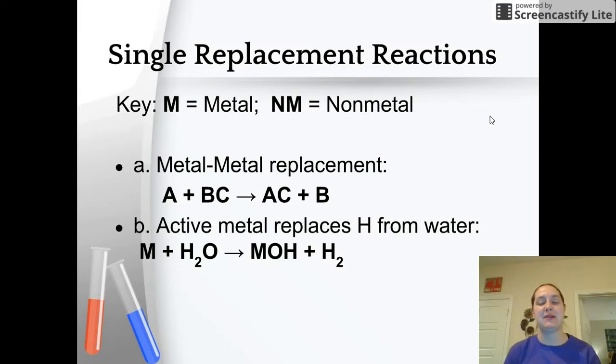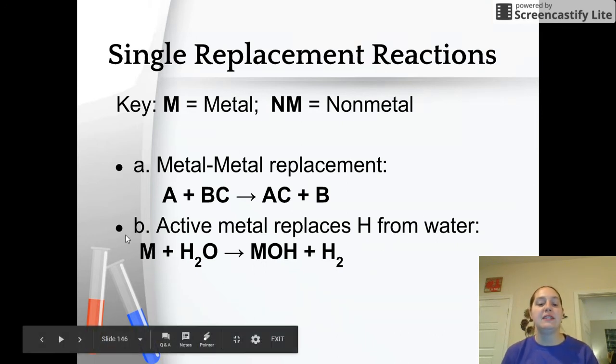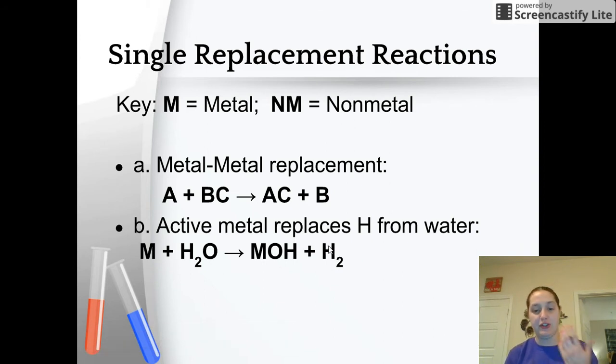Here are your recipes for single replacement. So we have where A is replacing B. Notice how B got kicked out, and so we end up with a compound between A and C. This is a metal replacing a metal. So notice that A replaced the first thing, which would be the metal. Then you have an active metal replacing hydrogen from water. So it's a metal with water, and so it forms that metal hydroxide and a hydrogen, H2, diatomic molecule.